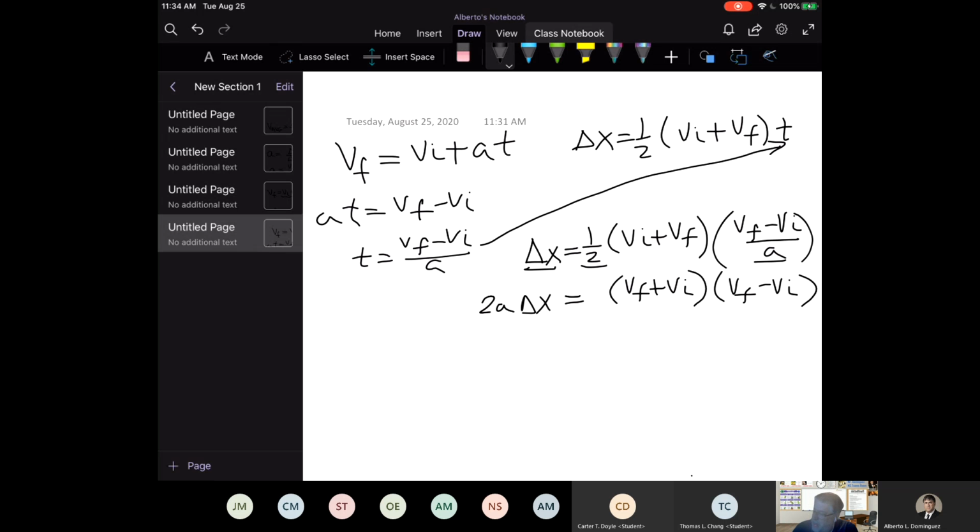Okay, now why did I go through the trouble of switching the VI and the VF? Does this look familiar? It's a quadratic, or specifically A plus B... Difference of squares. Right, that's correct. It's difference of squares, so this is just V final squared minus V initial squared. I'm going to bring VI over.